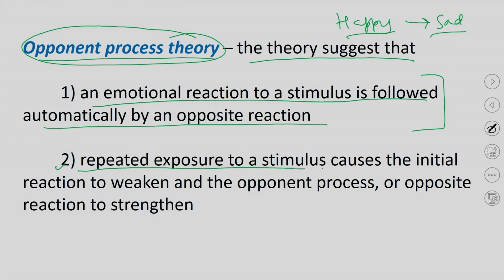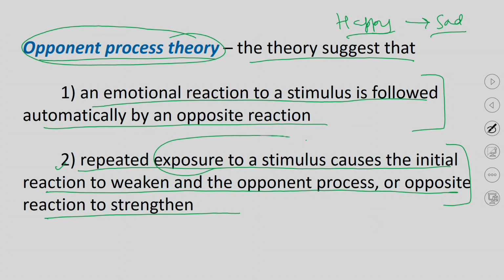Also, repeated exposure to a stimulus causes the initial reaction to weaken and the opponent reaction to strengthen. So, if we keep on repeating exposure to a particular stimulus, the initial emotion that we feel in a particular situation weakens and the opposite reaction strengthens. What does it mean? In the doctor example, if the doctor always feels happy about his operation and later on he feels sad, over the years he will start becoming a robot and he will not feel happy anymore about his operations or the success of his operations.